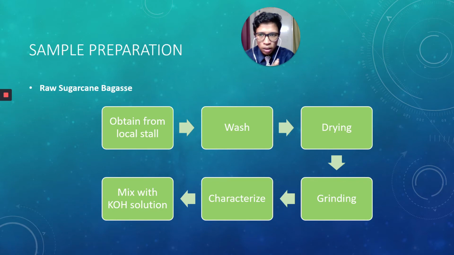Okay, the next part is the sample preparation. First is the raw sugarcane bagasse. I obtained the sugarcane bagasse from a local store, and then I washed it and dried it to remove any contamination, and then ground it into very small particles. Then I characterize it to study the structure, and then I will mix it with KOH solution.